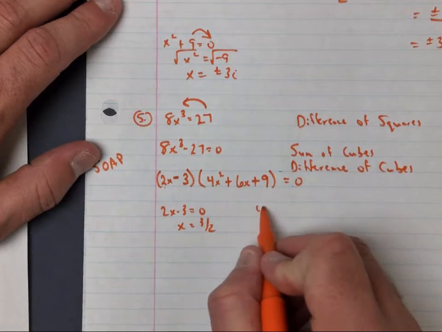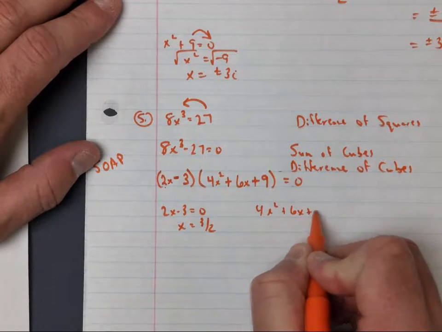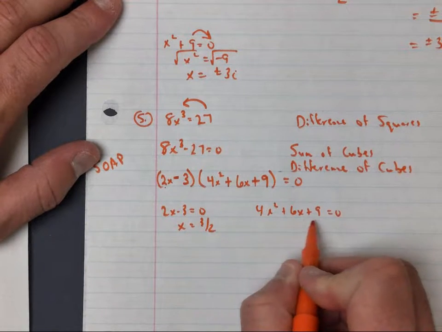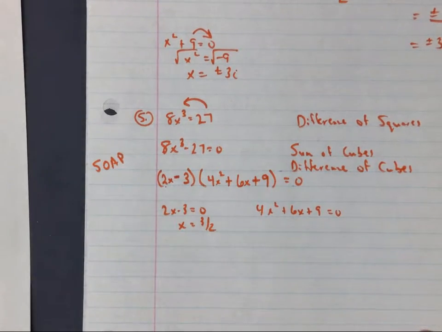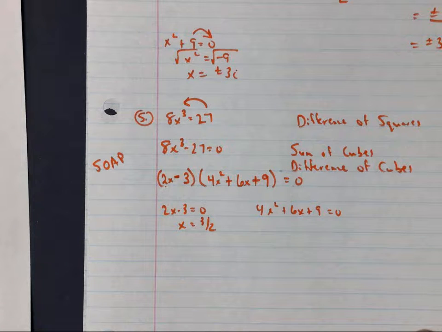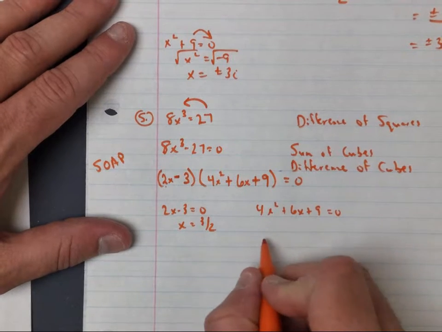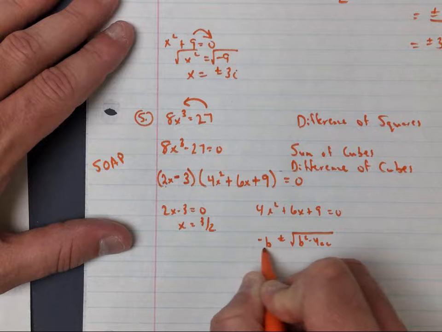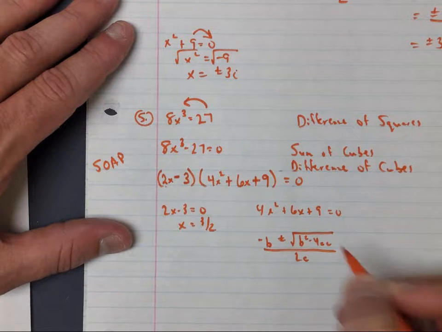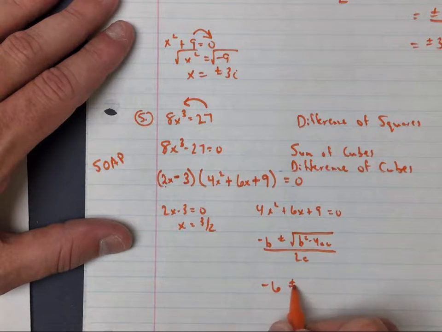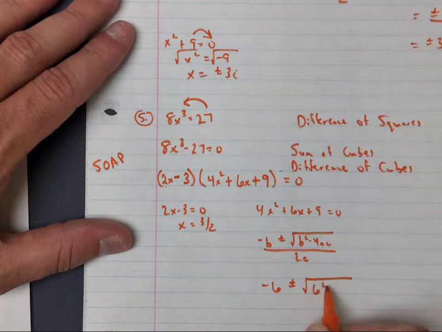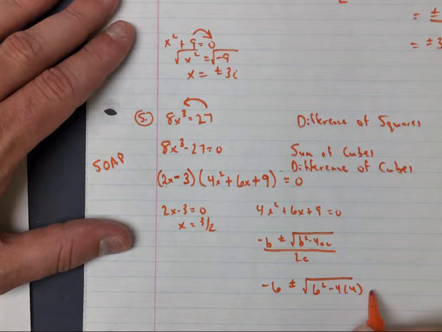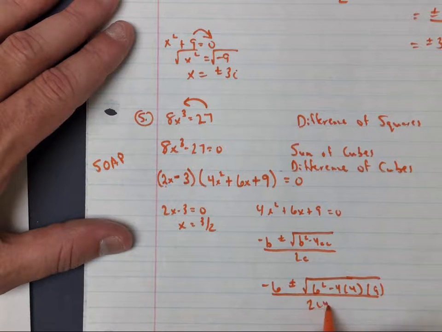This appears to be bust-them-up. I multiply 4 times 9 is 36. Got to multiply to give me 36 and add to give me 6. Well, there are no two numbers that do that, so I'm forced to use the quadratic formula. Negative b plus or minus the square root of b squared minus 4ac, all over 2a. Opposite of b is negative 6 plus or minus the square root of 6 squared minus 4 times 4 times 9, all over 2 times 4.